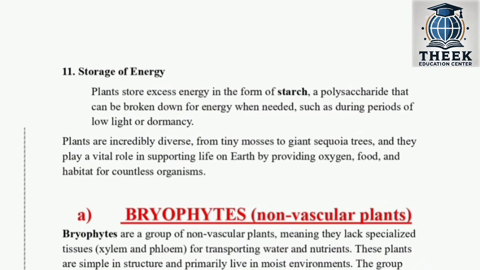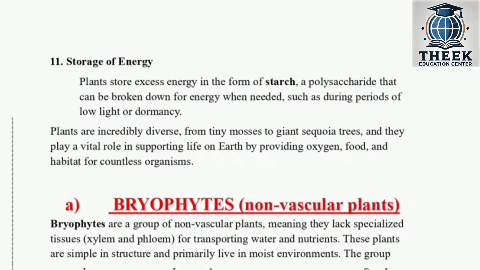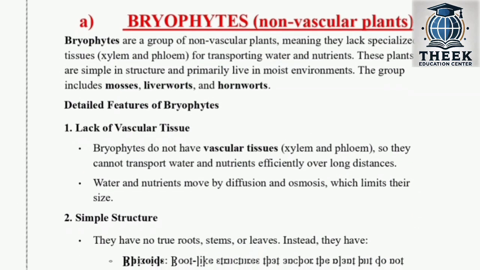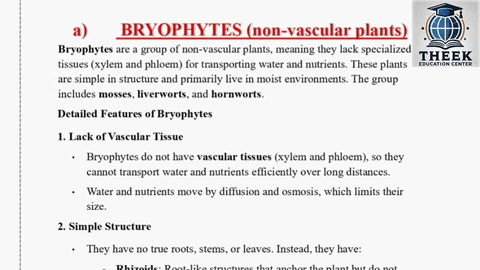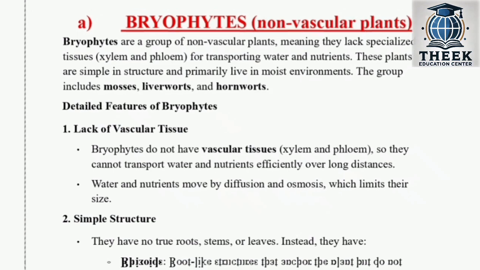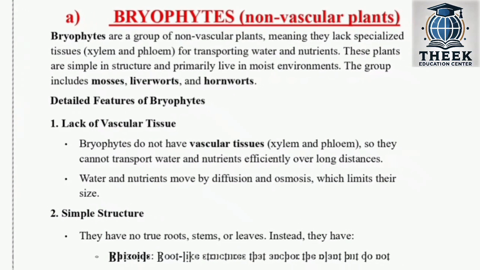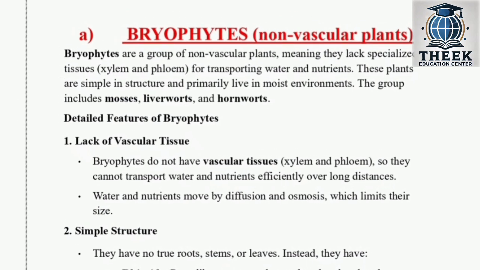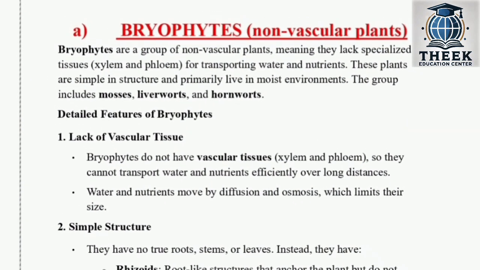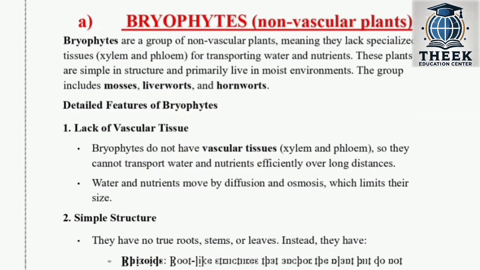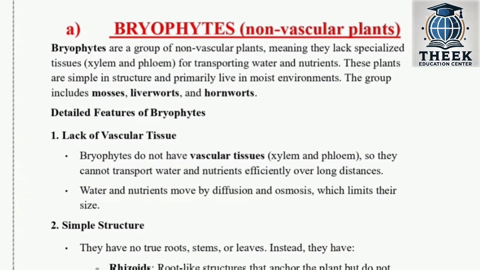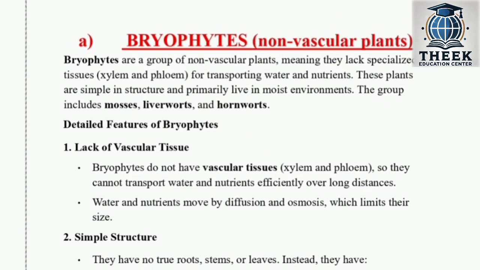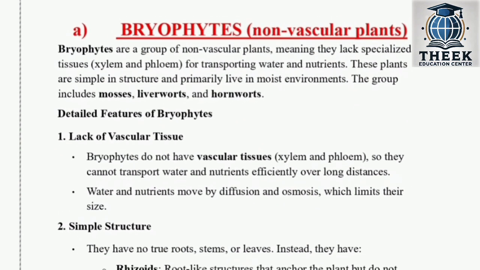Now, let's look at another subdivision. The first subdivision is Bryophyta, or the Bryophytes. These are non-vascular plants. Now let's discuss this in detail. The Bryophytes are a group of non-vascular plants that lack specialized tissues.